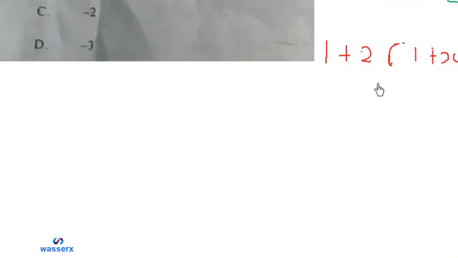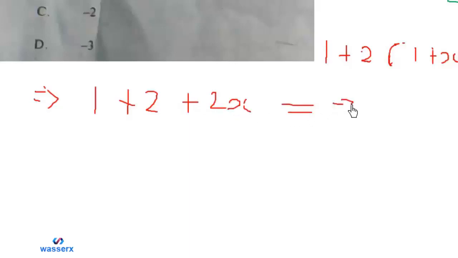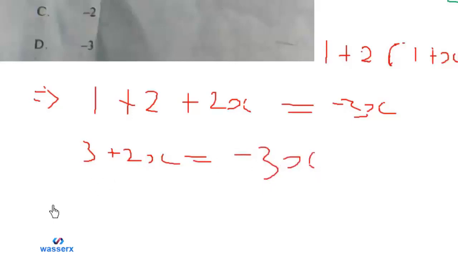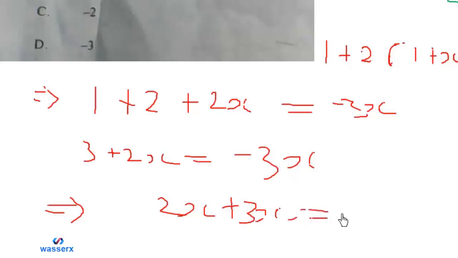So now we expand the bracket over here, so we are going to get something like this. 1 plus 2 times 1 will give us 2, plus 2 times x will give us 2x, is equal to negative 3x. Now we simplify, grouping like terms, we are going to get 3 plus 2x is equal to negative 3x. So this implies that 2x plus 3x is equal to negative 3.